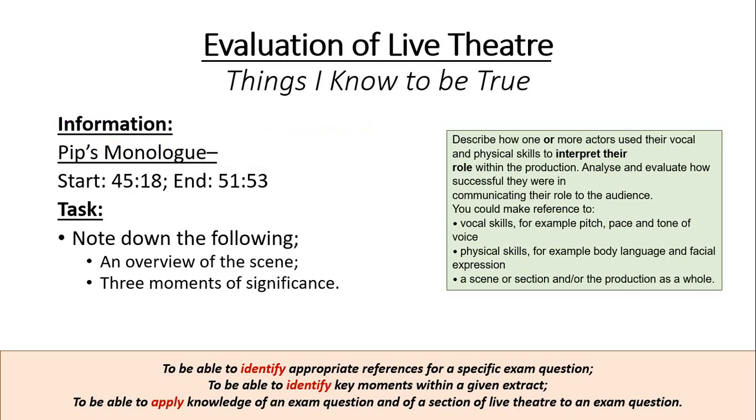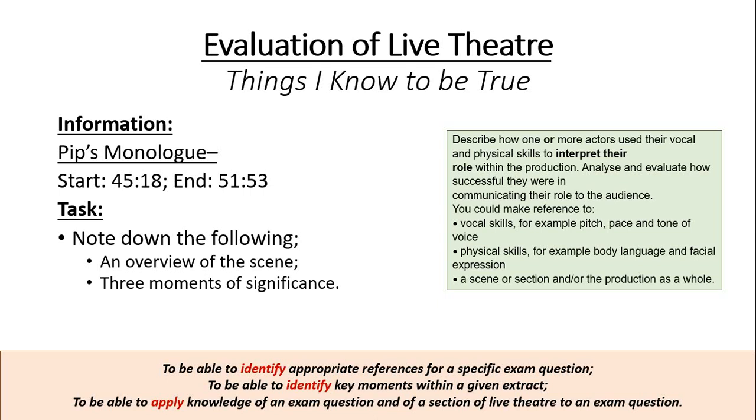So, what I would like you to do is this. I want you to go and have a look on your digital theatre production at Pip's monologue. You want to start at 45 minutes and 18 seconds and you want to end at 51 minutes and 53 seconds. Now, all I want you to do is watch the monologue. I want you to note down the following things, just an overview of what was going on in the scene in general, and that's probably only going to be a sentence or so that just summarises it. And then I'm looking for 3 specific moments of significance.